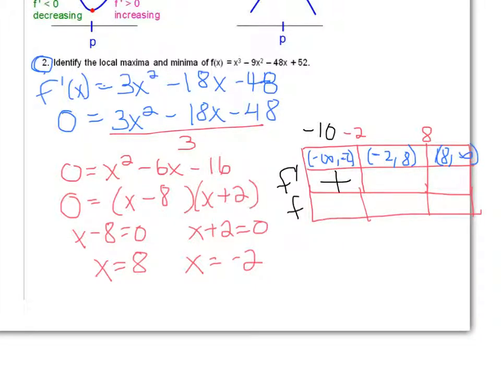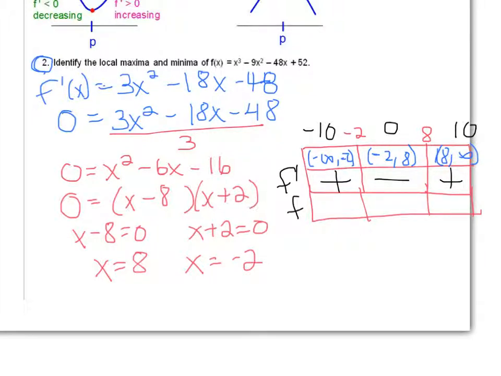Now I'm going to pick a number between -2 and 8, so let's pick 0. So when I plug in 0, I can probably more easily do that into the non-factored form. So 0 minus 16 is negative. And then lastly, I'm going to pick a number more than 8. Let's pick 10. And when I plug 10 into the factored form, I get a positive times a positive, which makes a positive.